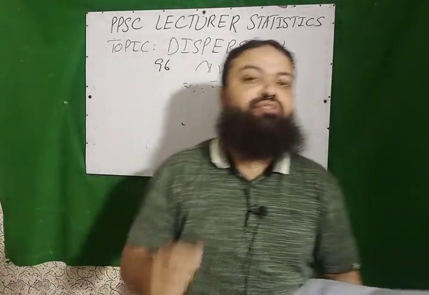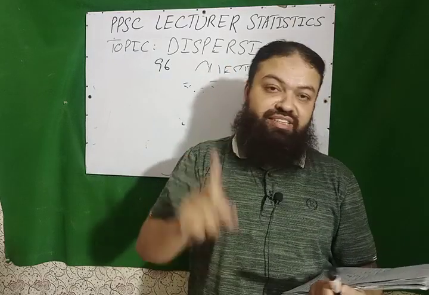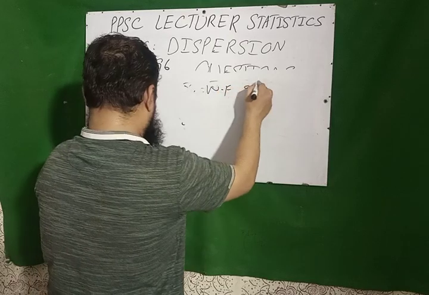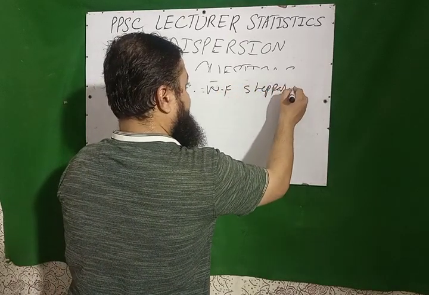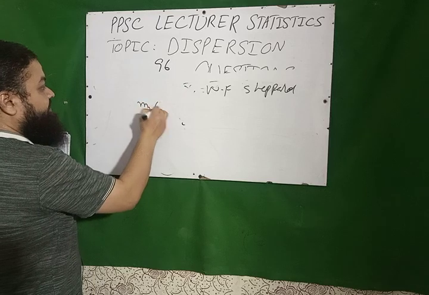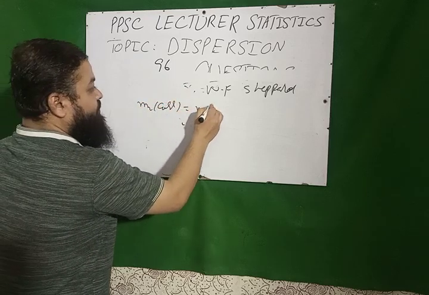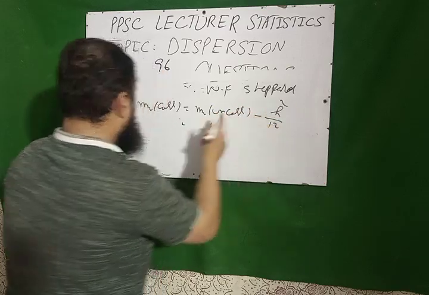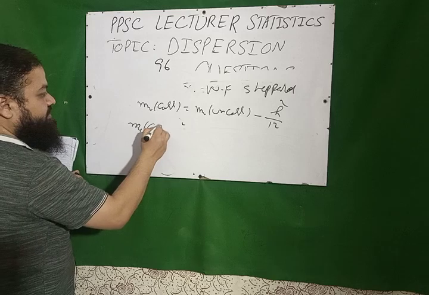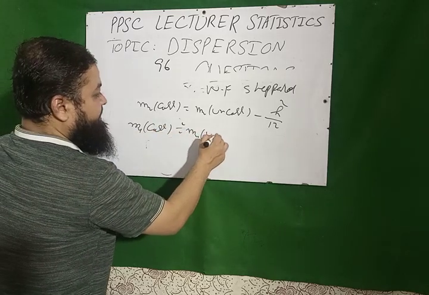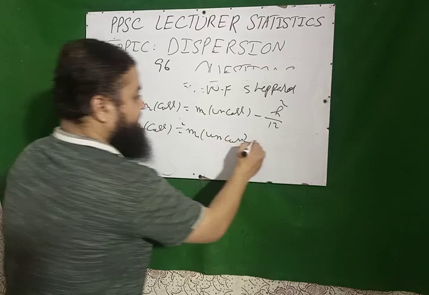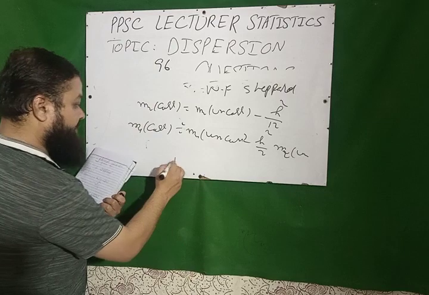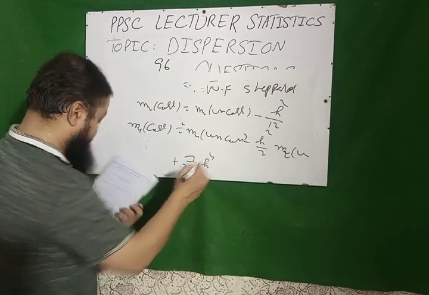Sheppard's correction is used for the even moments. Please keep in mind, it is not used for the odd order moments, and it was developed by W.F. Sheppard. M2 corrected with the help of the formula is M2 uncorrected minus h square over 12. And for M4 corrected, it is M4 uncorrected minus h square over 2 times M2 uncorrected plus 7 over 240 h power 4.